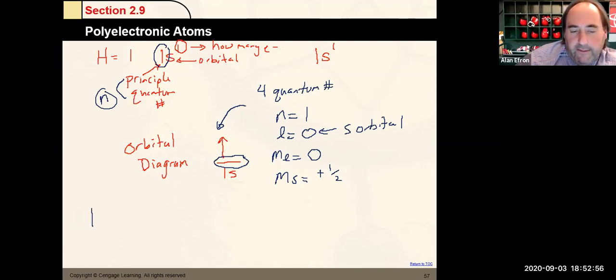So why don't you write the electron configuration for helium, which is number 2. Why don't you also draw the orbital diagram for helium? And finally, why don't you write the 4 quantum numbers for the second electron in helium? So take a moment and do that.